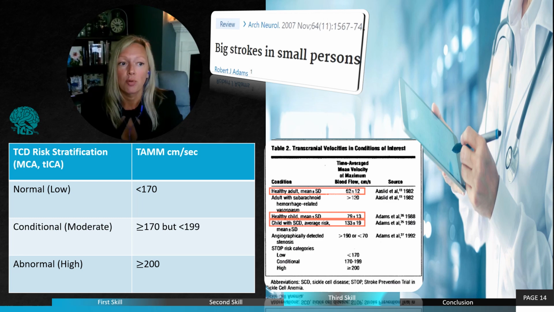Now, normal parameters were less than a mean velocity of 170 centimeters per second. Our conditional mean velocities are from 170 to 199, and 200 centimeters per second and above categorized abnormal mean velocities for patients that were at a greater risk for stroke. This was a huge accomplishment in categorizing the level of disease and the level of needs required to treat this patient population.